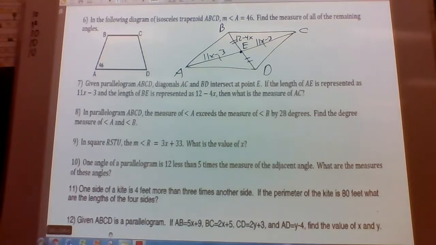Given parallelogram ABCD, diagonals AC and BD intersect at point E. In a parallelogram as opposed to in a rectangle, find the measure of AC. The diagonals don't bisect each other at a right angle, so we don't have a right triangle. I mean, they're not perpendicular unless it's a rhombus. So we don't have a right triangle. I don't think we have enough information to solve this problem.